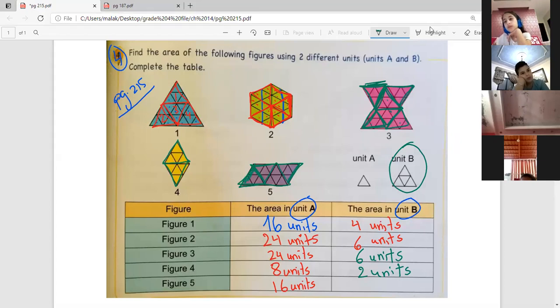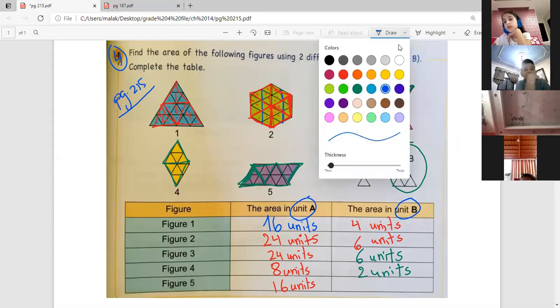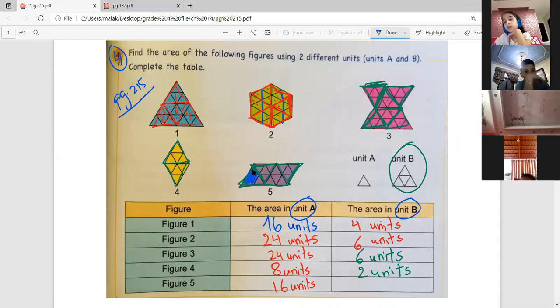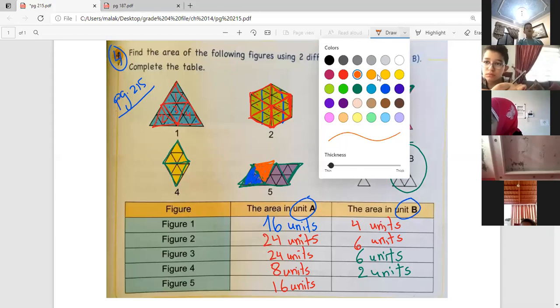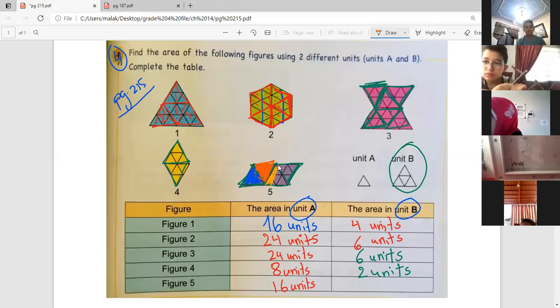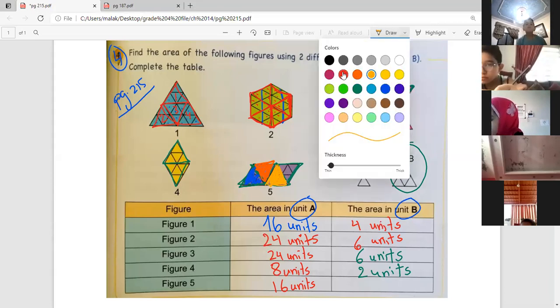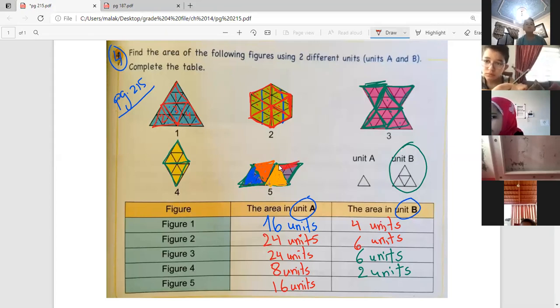This is one. This is two. Then this is three. Did you see? Yes. And the last one, four. This one, four. Did you see, Lean Atwi? Yes, this is unit B. So all these areas give us figure 5. I calculated the area that is inside the figure. Okay, so 4 units.